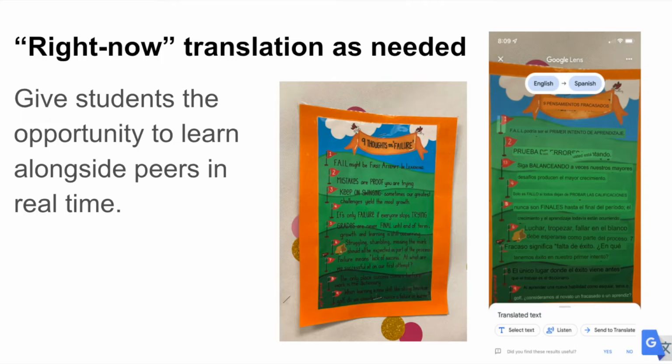A major benefit of using the Google Translate AR is the option of right now translation as needed for individual students and teachers. This gives students the opportunity to learn alongside their peers in real time and not be removed from the classroom or wait for the opportunity for translation to become available for them. It also means that teachers can expose students to real text without needing to translate each thing before students come to class. Let's take a look at a few examples from a variety of different contexts.